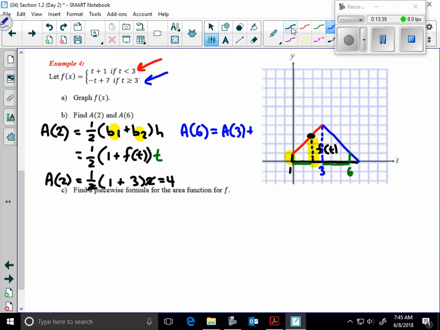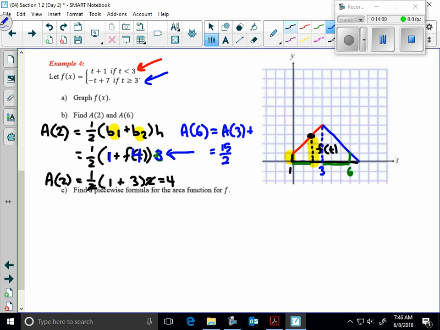Looks like what I would do is I'd use this function again, except for t now I'd throw in a 3 instead of a 2. So I would have 1 plus f of 3, which looks like it's 4. So 1 plus 4 is 5. And then it looks like I'm going to multiply again by 3 here. So 5 times 3 is 15, and 15 divided by 2 is 15 halves. So the area from 0 to 3 is 15 halves.